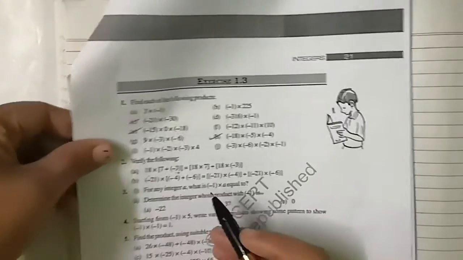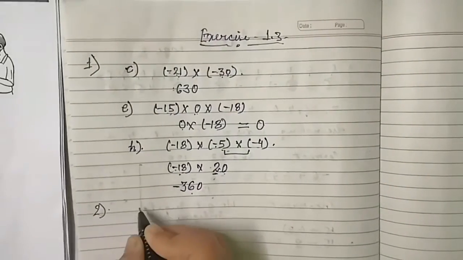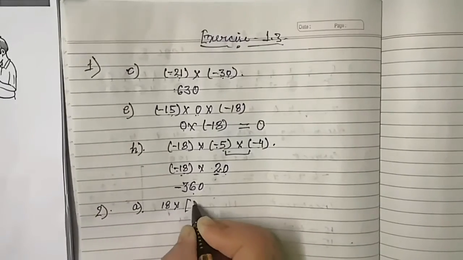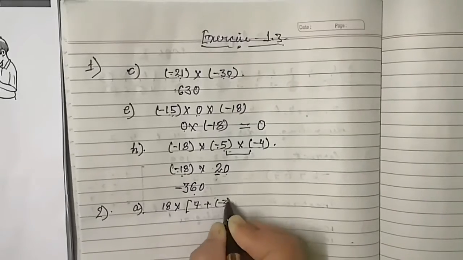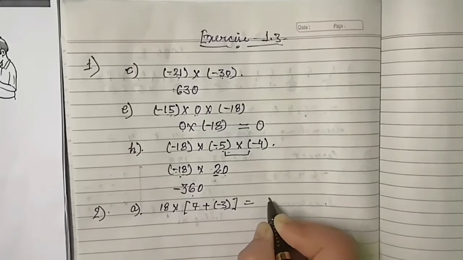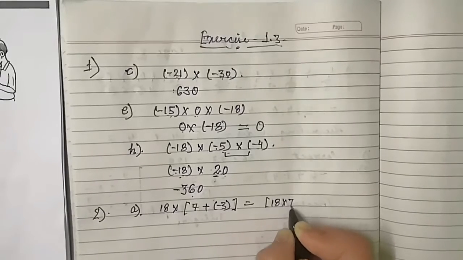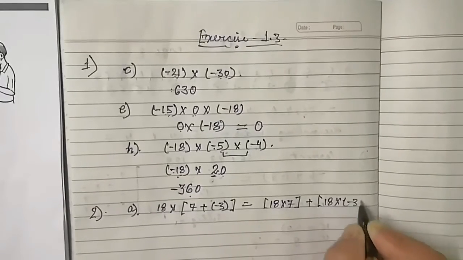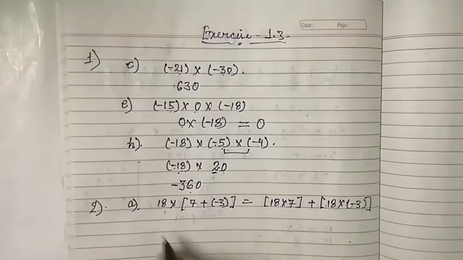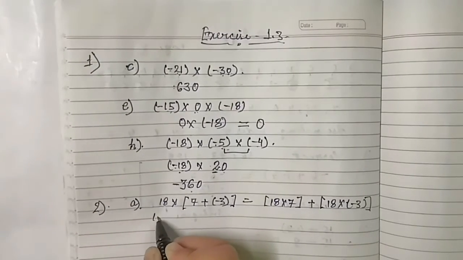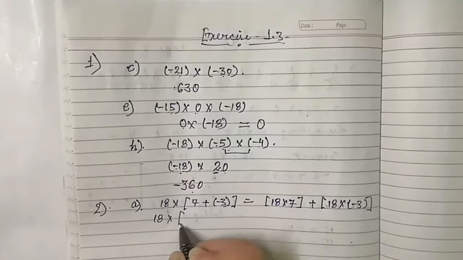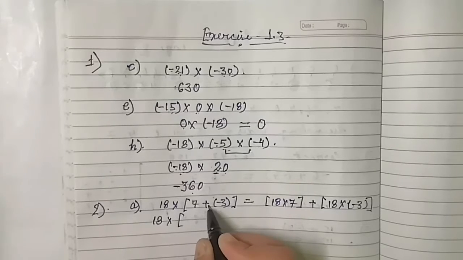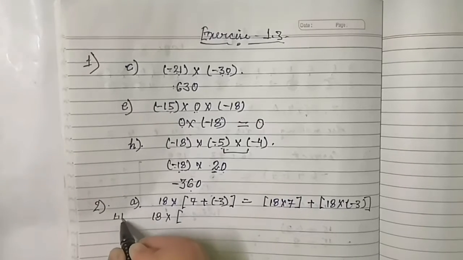Okay, let's see question number 2. A, 18 into 7 plus minus 3 is equal to 18 into 7 plus 18 into minus 3. See, first of all 18 is given and we will solve the bracket. Okay, first of all what we will solve? We will solve the bracket. Whatever is given in the bracket we will solve. I am taking LHS first.